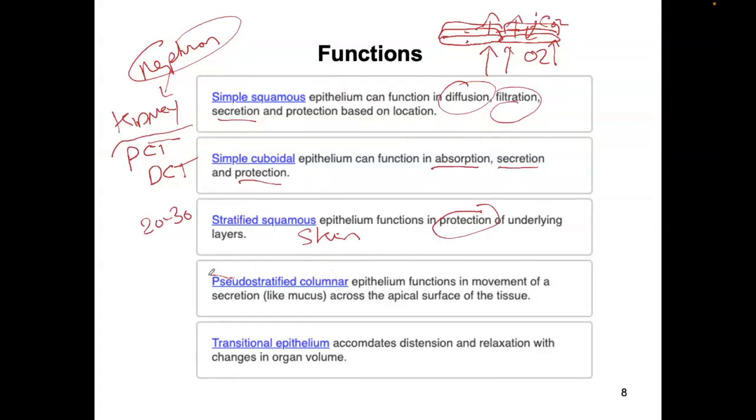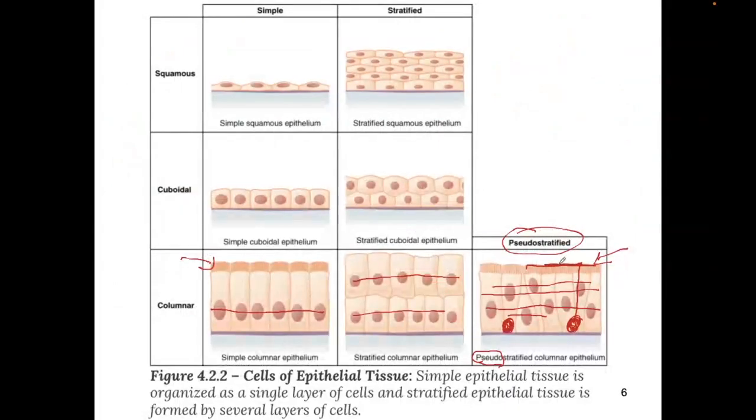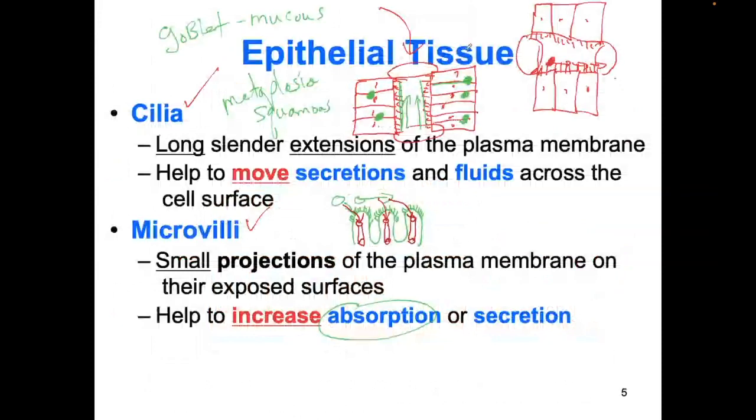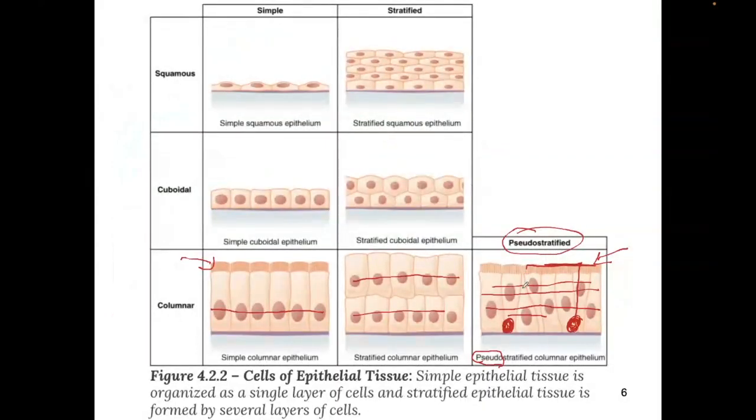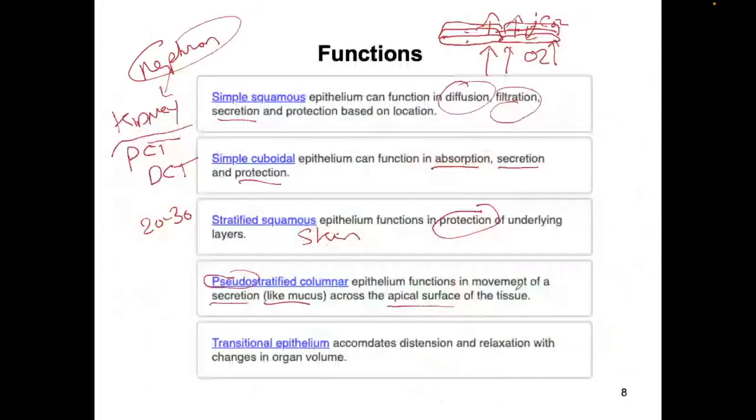Pseudo-stratified columnar, pseudo, false, that functions in the movement of secretions like mucus across the apical surface. Okay, that's what we were talking about here. That's what we were talking about in the trachea with the goblet cells producing mucus, right? So that's found in pseudo-stratified columnar epithelium. Okay? It can move secretions like mucus across the apical surface, that's the top surface.